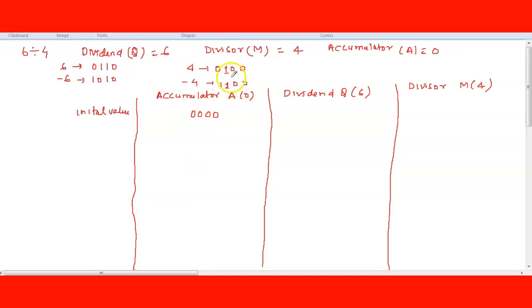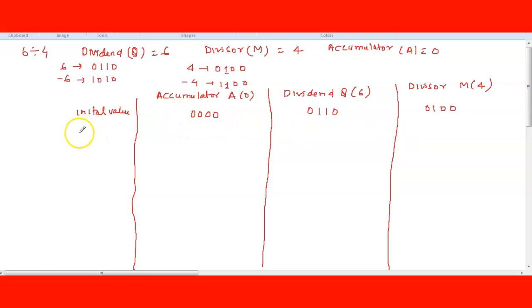We have written it in 4 bits because 6 is the maximum value, and the maximum value 6 can be written in 4 bits. So I have taken the registers also as 4 bits. So this is 0 1 1 0, and this is 0 1 0 0. This is 6, this is 4. So now these are the initial values.